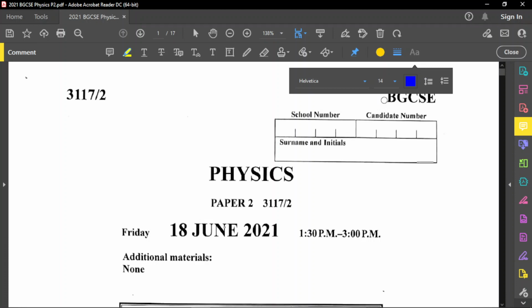Welcome everyone to another BGCSE past paper review. Today we are reviewing a physics paper, which is paper 2 from the year 2021.